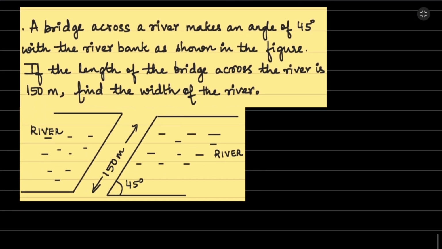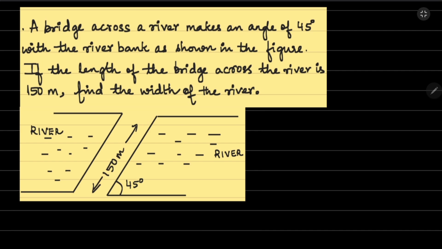A bridge crosses a river and makes an angle of 45 degrees with the river bank as shown in the figure. If the length of the bridge across the river is 150 meters, find the width of the river. So you have a river flowing, and there is a bridge across the river which makes an angle of 45 degrees with the river bank. This is the river bank. The length of the bridge across the river is 150 meters. Find the width of the river.